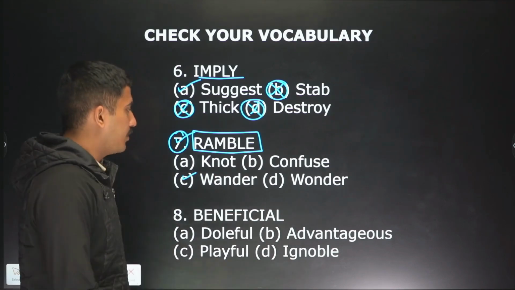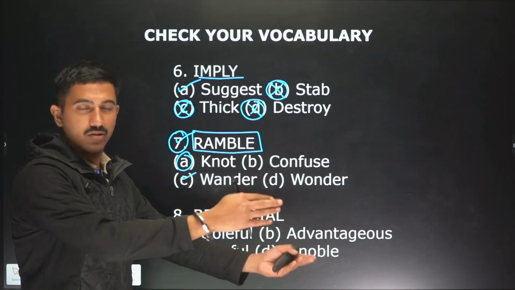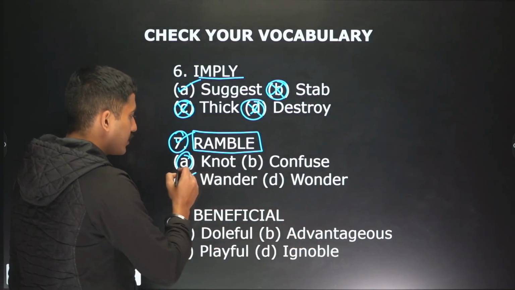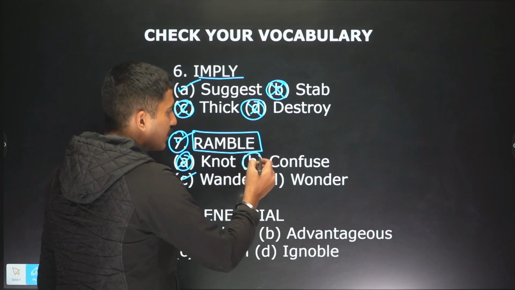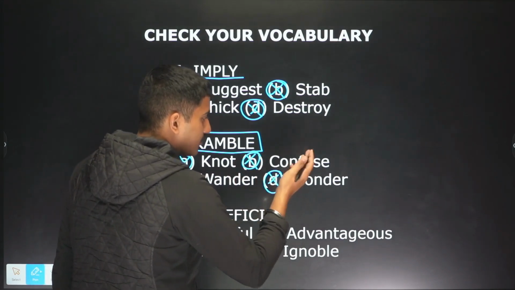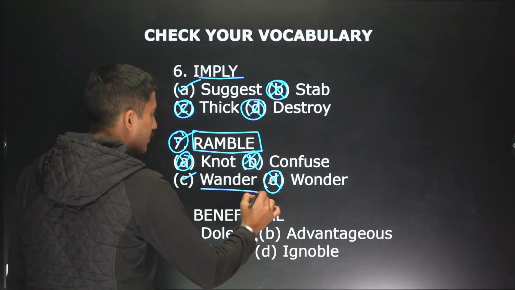Basically just wandering around. Are you referring to a knot when you're walking? If you know the meaning of ramble, that means just walking, बस ऐसे घूम रहे हो, है ना? Knot का कुछ मतलब बना उसमें नहीं, कुछ confuse का मतलब निकला नहीं, wander का तो मतलब ही अलग होता है ना? So the correct word is wander.